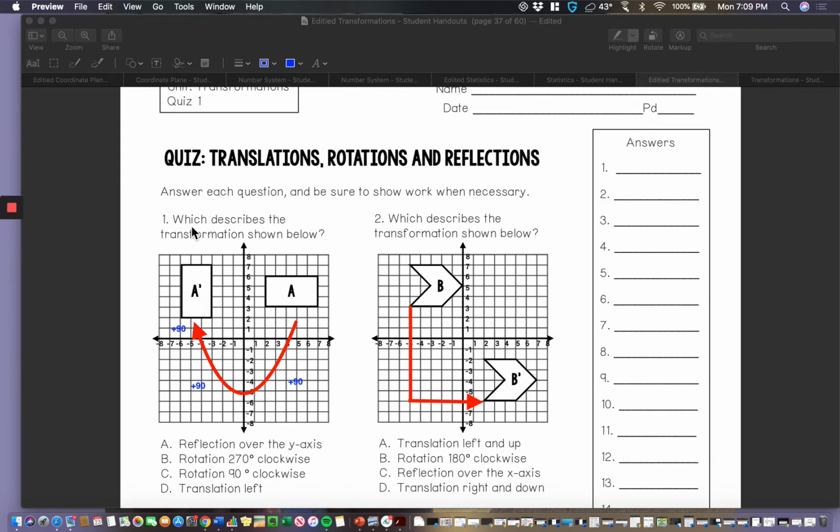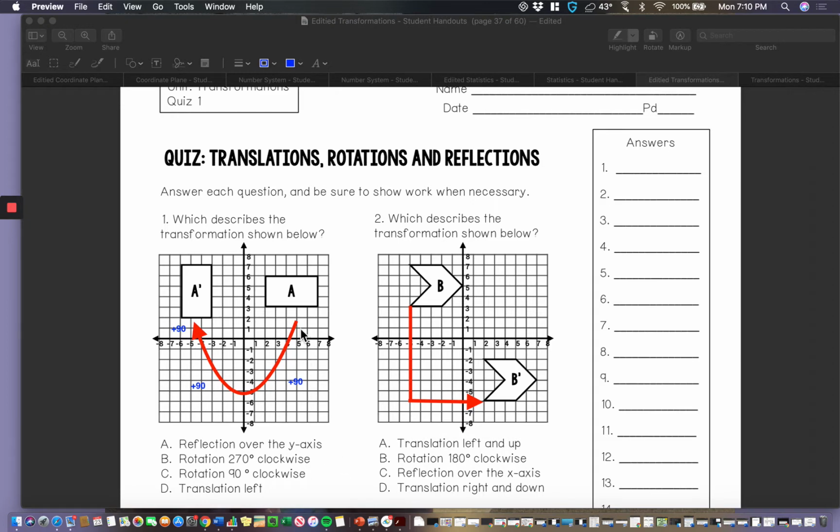Number 1. Which describes the transformation shown below? Is it A, a reflection over the y-axis, B, a rotation of 270 degrees clockwise, C, a rotation of 90 degrees clockwise, or D, a translation left?